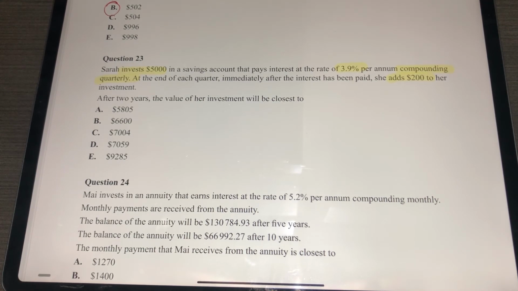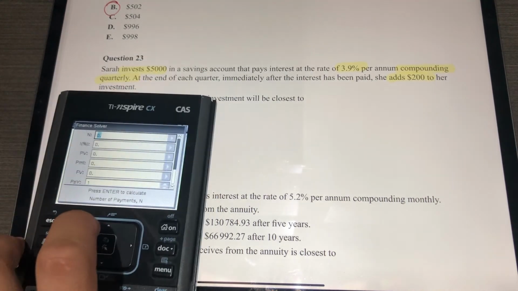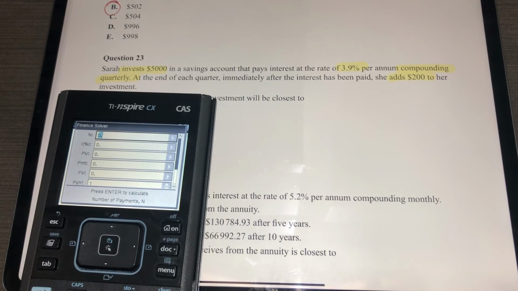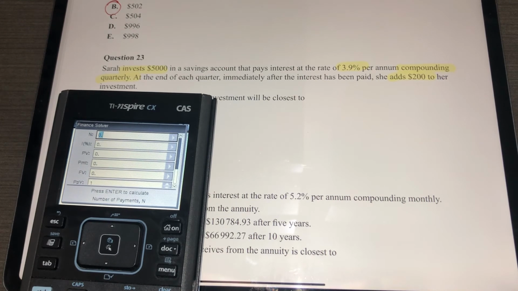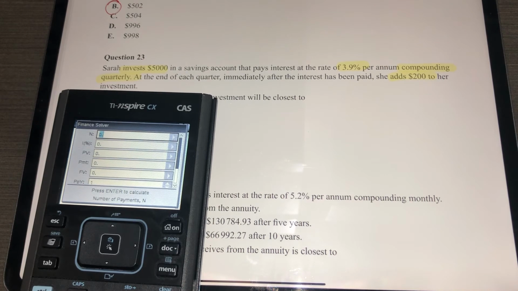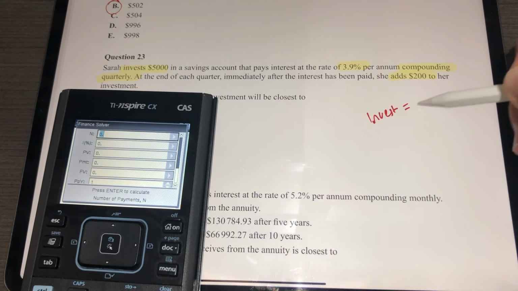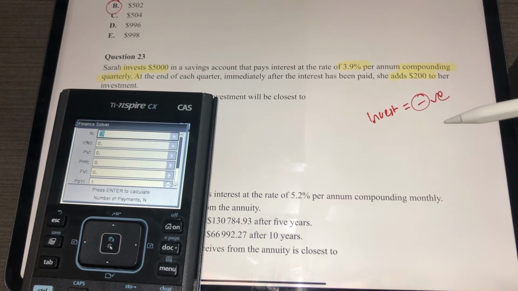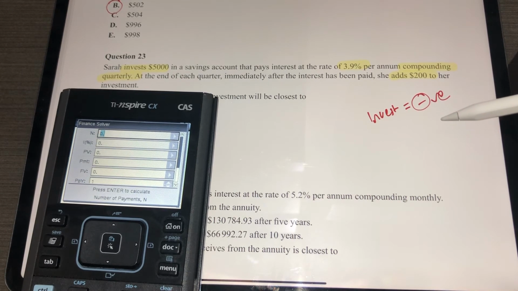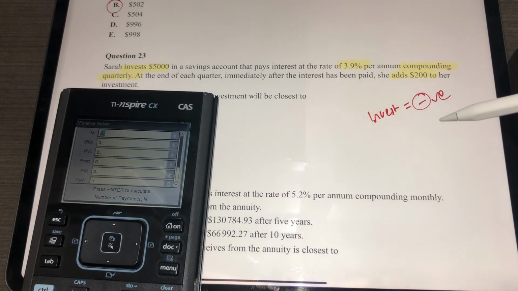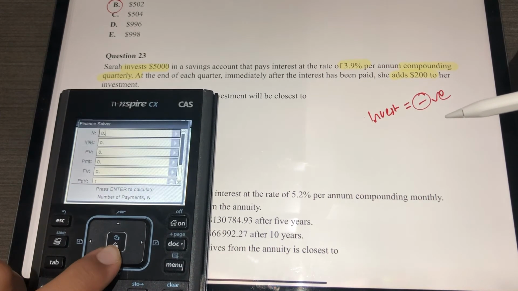One thing you have to note is that whenever someone is investing something, it means the money is going away from them. So if I'm putting money into a bank, it's going away from me, which means it's negative. So invest means negative. Money is going away from me. I'm giving it to the bank, even though it's still mine, but I've just put it in the bank. It's not really with me anymore. So that's how I like to think of it. And that's exactly how the calculator thinks of it.